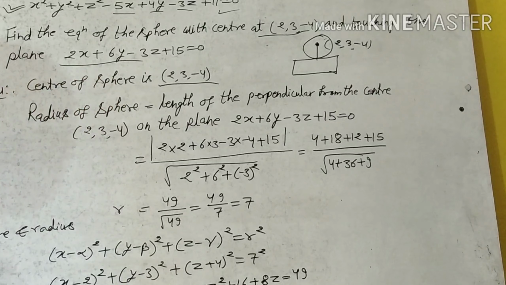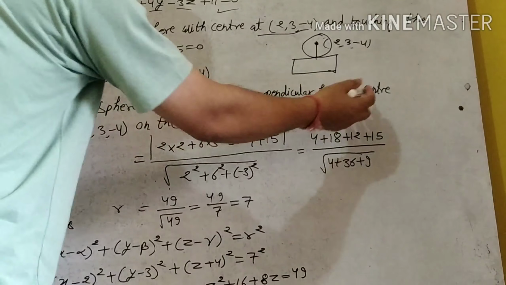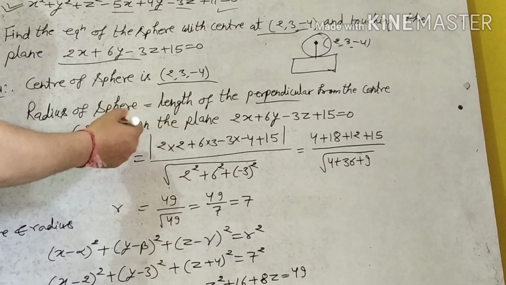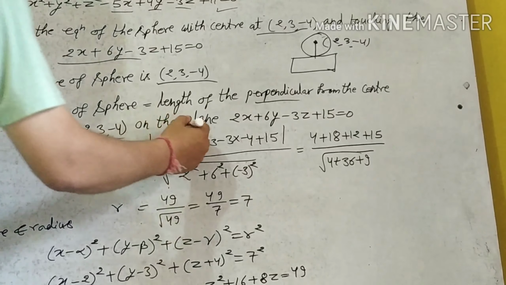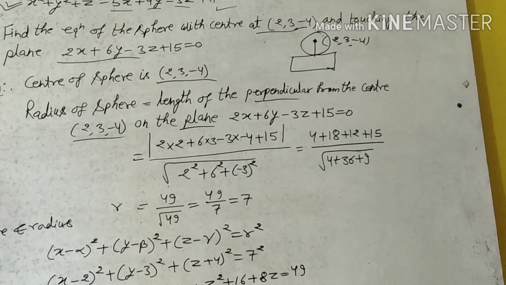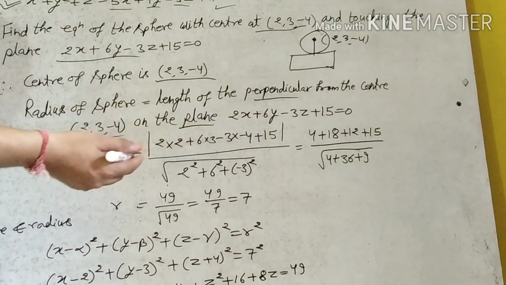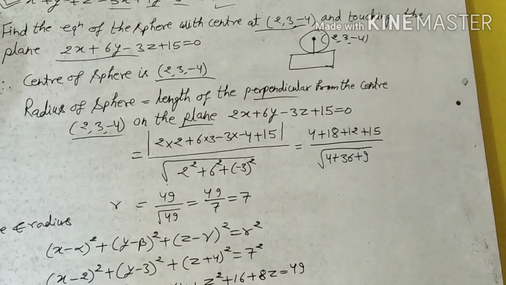The radius of the sphere is equal to the length of the perpendicular from the center, whose coordinate is given, to the plane. The equation of the plane is 2x plus 6y minus 3z plus 15 equal to 0. So the radius is this perpendicular distance. You know the perpendicular distance formula.